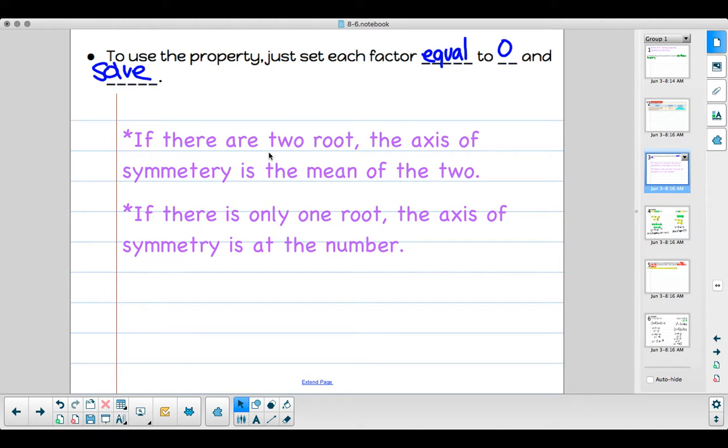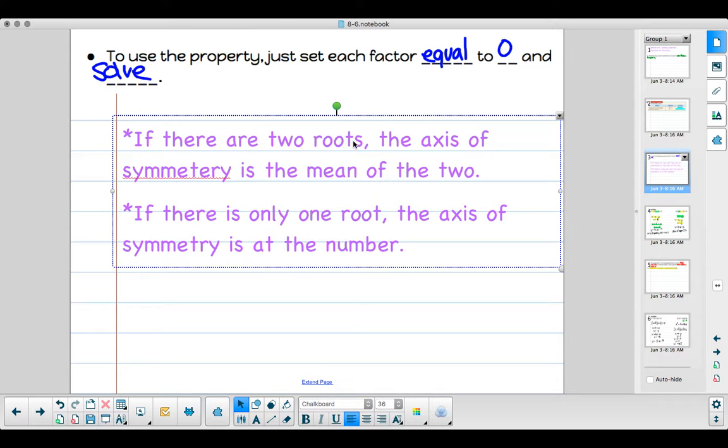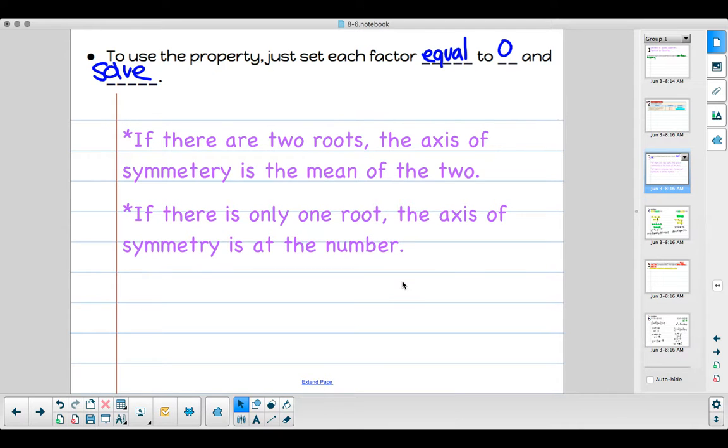Just a little side note, if there are two roots, that should say roots, not root. If there are two roots, the axis of symmetry is actually the mean or the average of those two numbers because it's halfway in between where those two numbers would be. If there's only one root, then the axis of symmetry is at that x value.